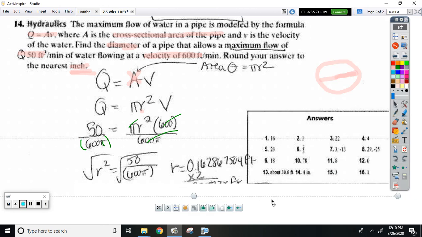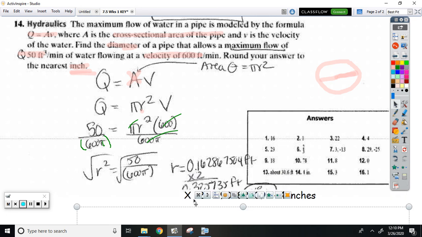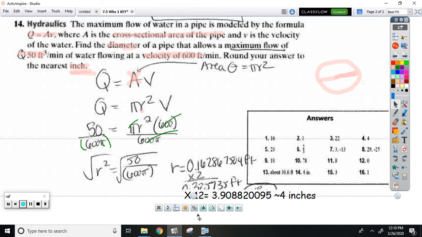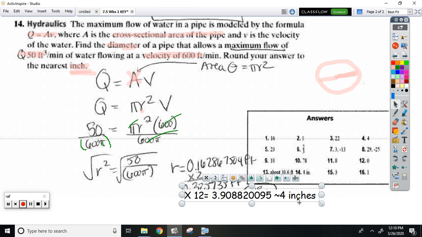Now that is in feet. I need to convert that to inches then at the end. So at the very end, I'm going to take that answer and I'm going to multiply it by 12. And I should get 3.9088 inches for my diameter. And they want us to round to the nearest inch, which would be the nearest whole number. So we should round that then to 4 inches, as I did right here. You can see that does match the answer that's on the answer key, which was 4 inches.